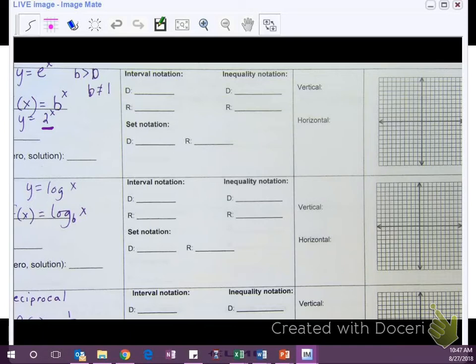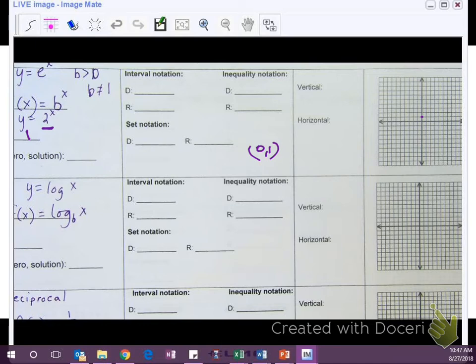Every exponential function that hasn't been transformed, that hasn't been moved to some other place, will always cross the y-axis at (0, 1). So there's a critical point, (0, 1), because anything raised to the 0 power is equal to what? 1. So any base, it doesn't matter what the base is, when x is 0, we're raising it to the 0 power, it's equal to 1. So the y-intercept is always going to be at 1.